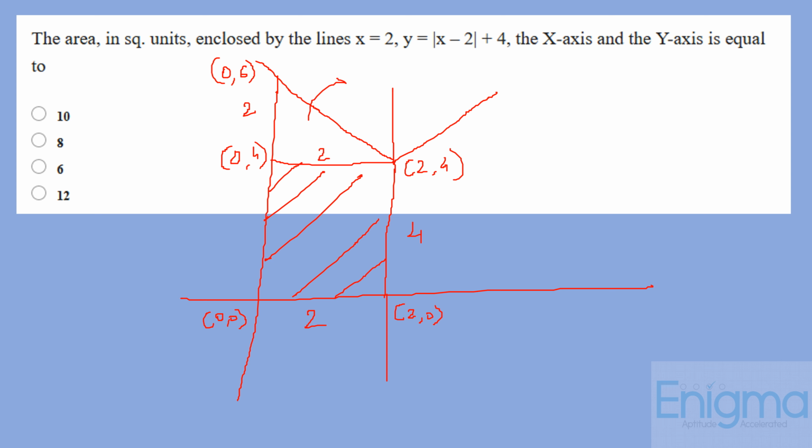So area of this triangle by half base into height comes out to be 2 square units, and area of this rectangle comes out to be 4 into 2, that is 8 square units. So the total area becomes 2 plus 8, that is 10 square units.